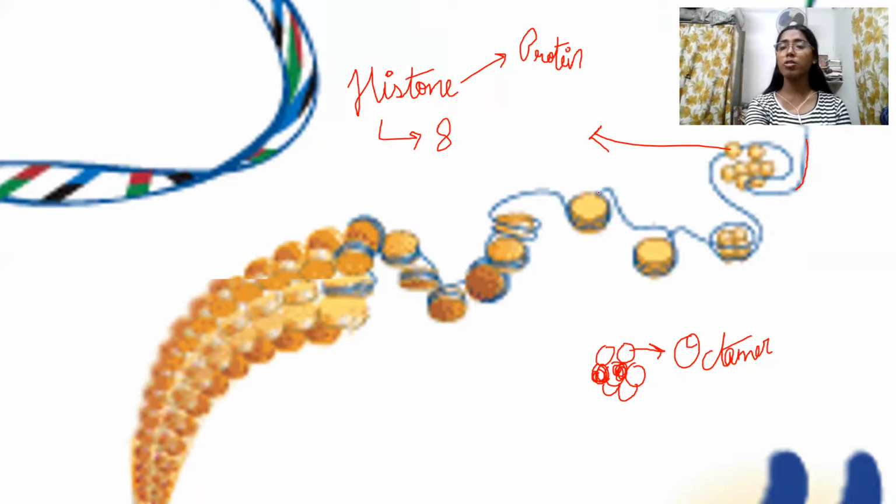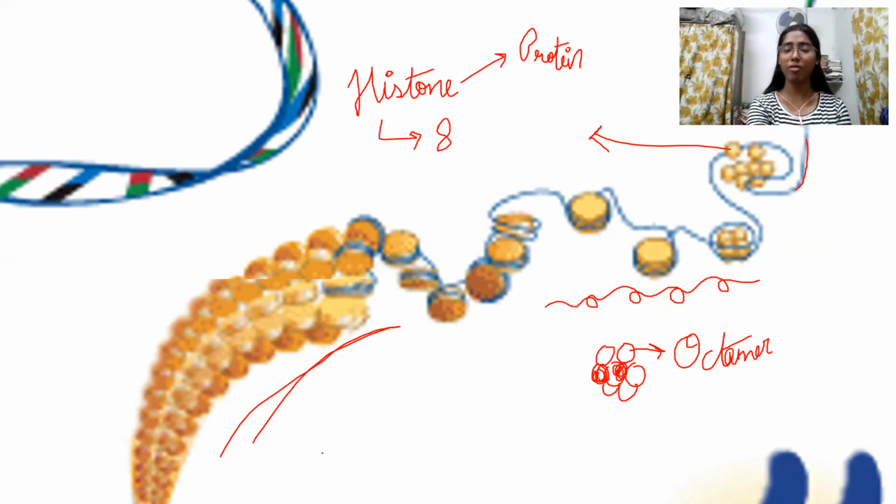Initially, when it wraps, it looks like a bead and string structure. For example, this is a bead, this is a string, then bead, string. This is the bead and string structure appearing over here. This structure further condenses to form a structure where the strings are not far away from each other, very close to each other. After this, further condensation occurs. This is the condensation of DNA happening here: DNA wrapping around the histone octamer. The octamer is nothing but condensation of DNA.